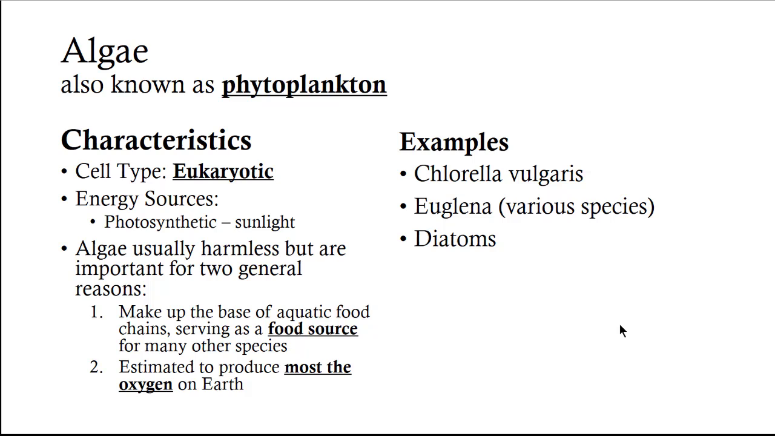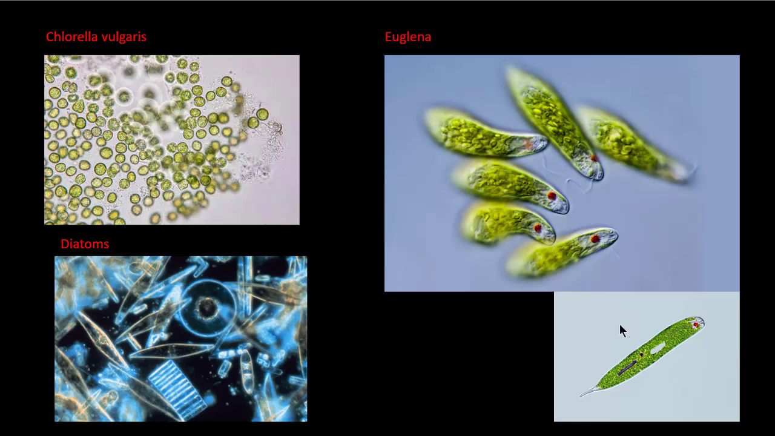So some examples here, Corellia, Euglena, diatoms. These are all relatively broad groups, especially Euglena and diatoms. So there's a lot of variation, and this isn't a major emphasis for the class. As I mentioned, they don't usually cause disease. They're more environmentally significant.